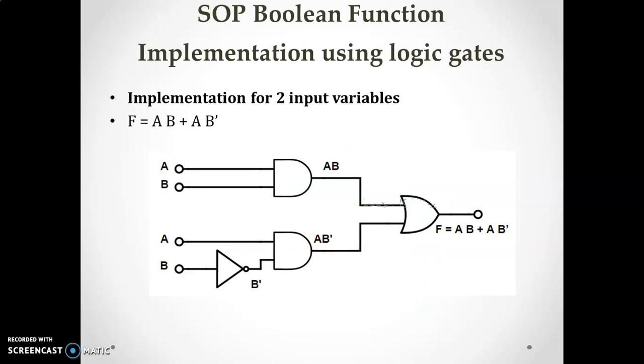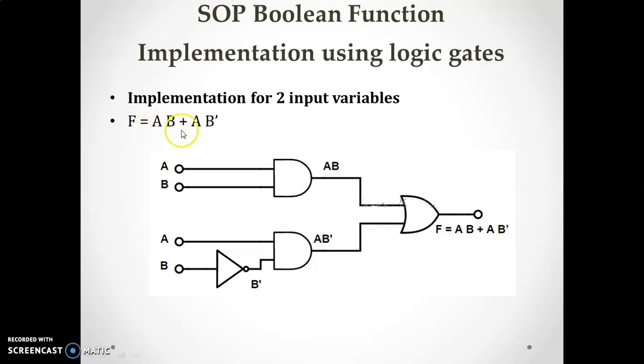A sum of products function can be implemented using logic gates. This diagram shows you how to implement an SOP function using logic gates. To implement an SOP function using logic gates, we use AND gates at the input side followed by an OR gate at the output side. Let us see how to implement this two input function using logic gates.